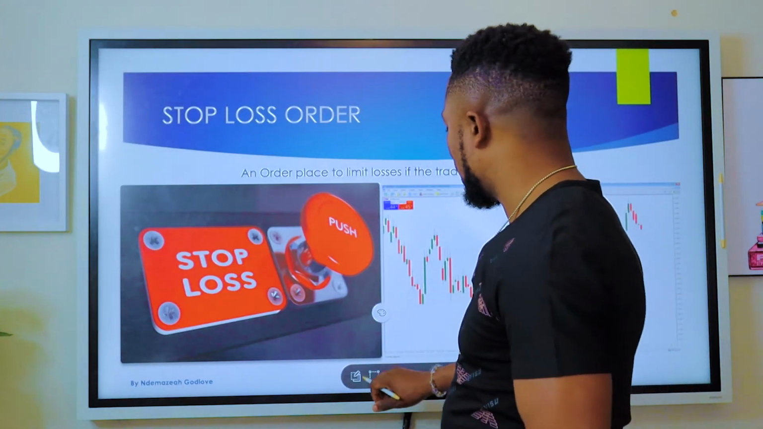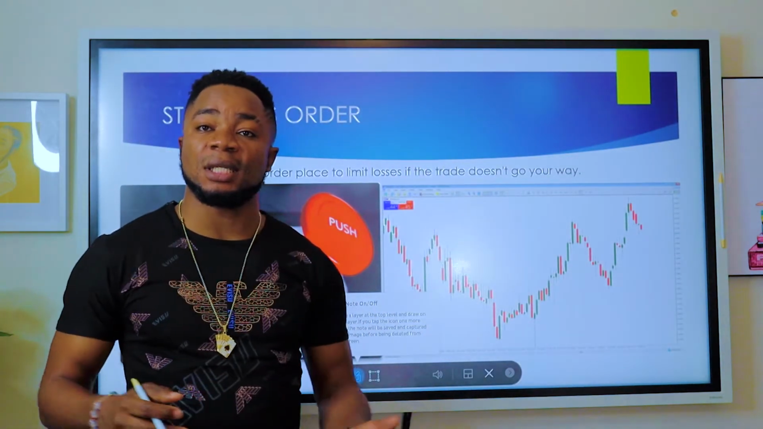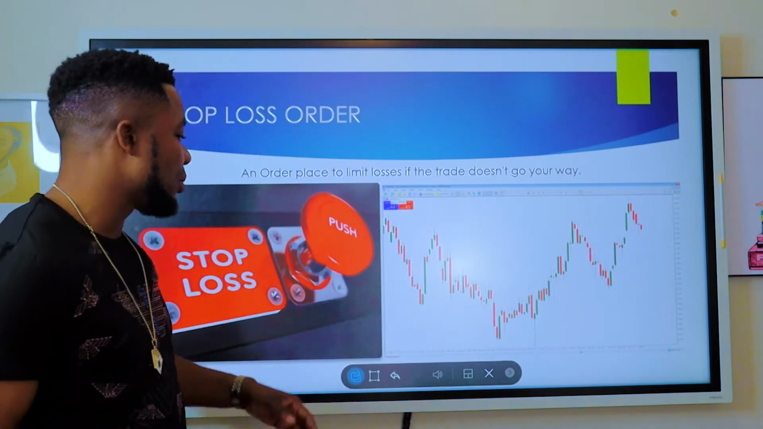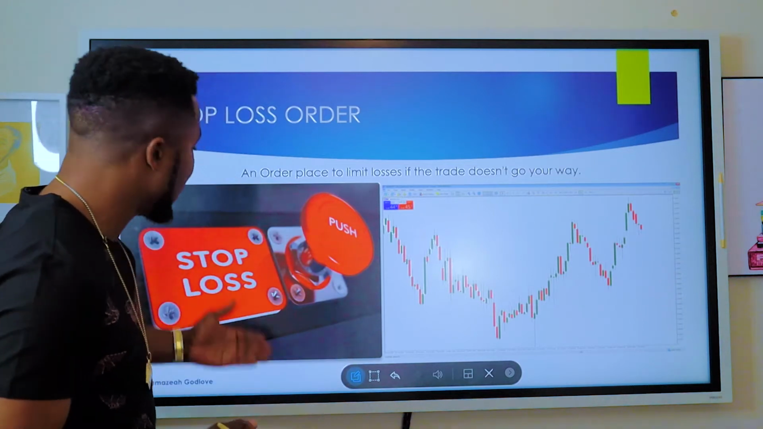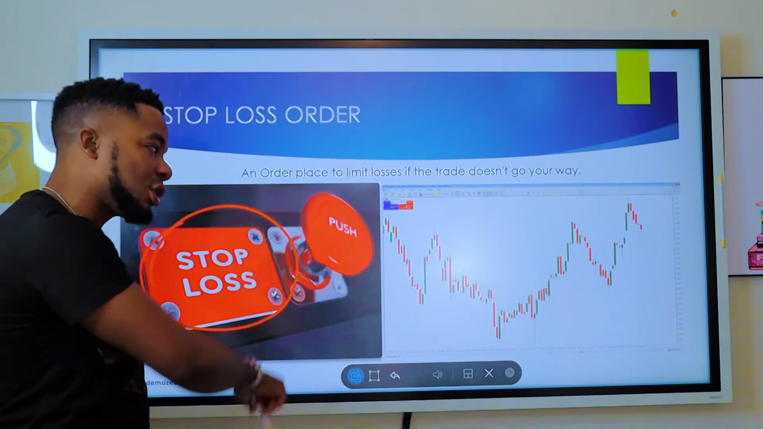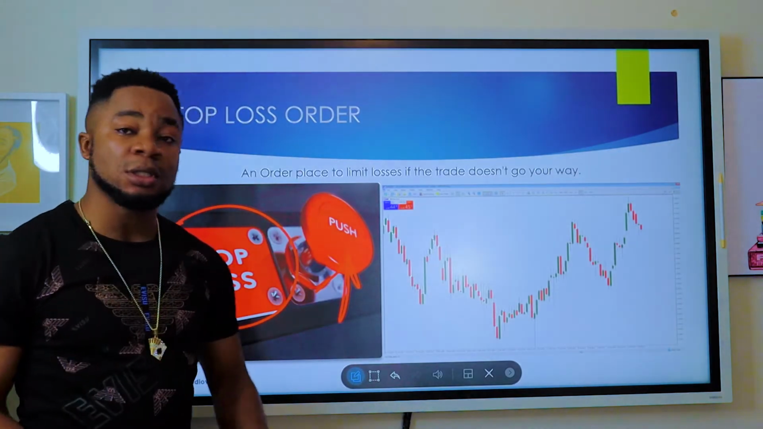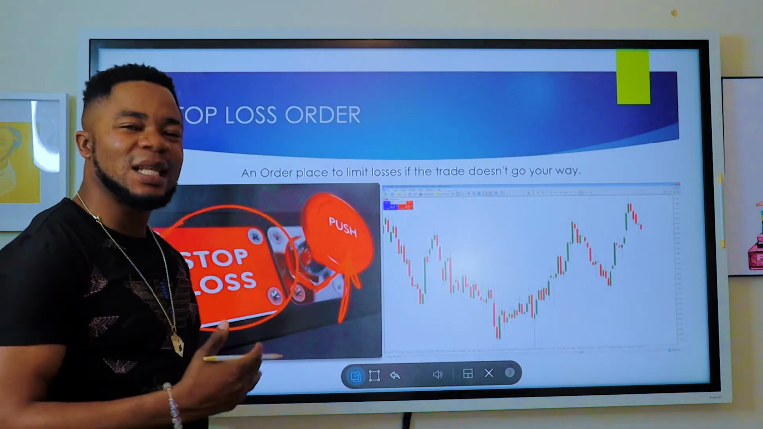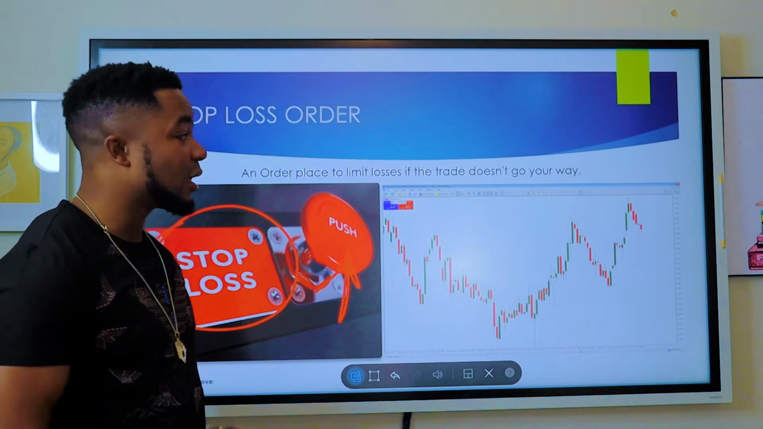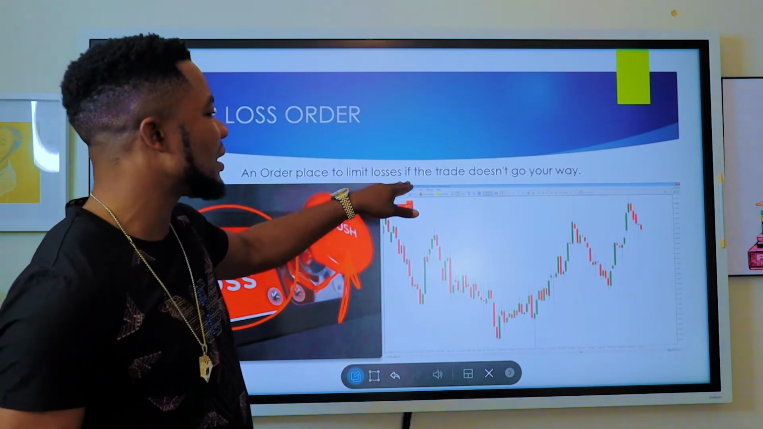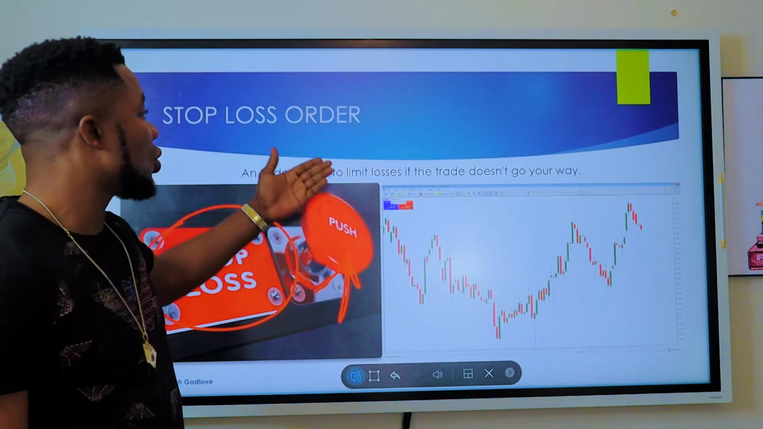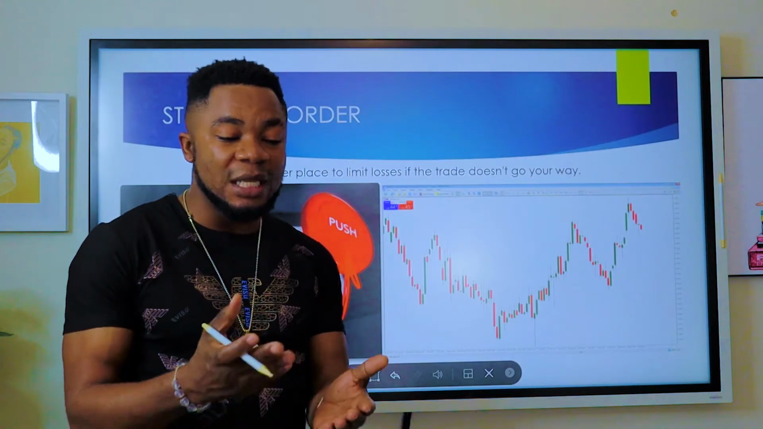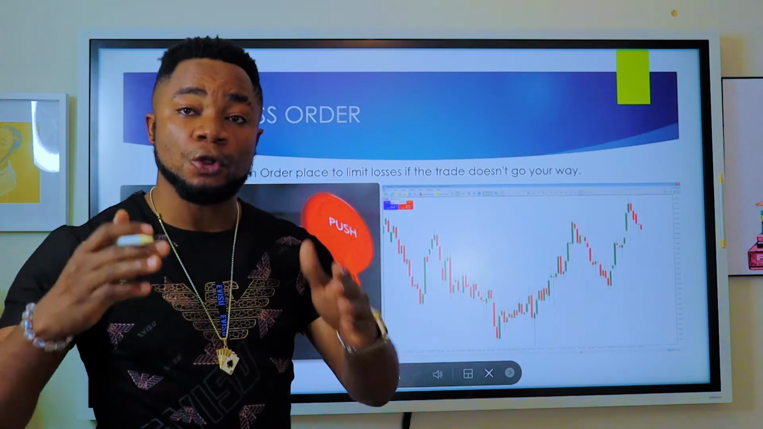So let's talk about the stop loss order. This is the most common order when it comes to forex trading. You hear people talk of stop loss, use a stop loss on your trade. So it's still an order. Anytime you push that stop loss button on your chart, you are still placing an order. You are still giving an order to your trade. And what is a stop loss? An order placed to limit losses if the trade doesn't go your way. As simple as that.